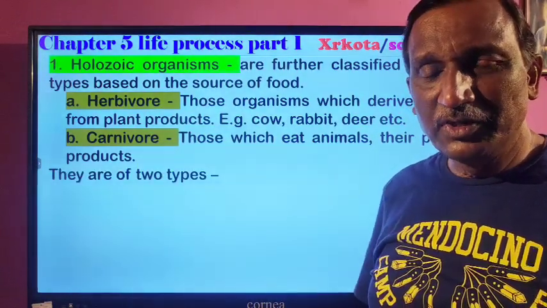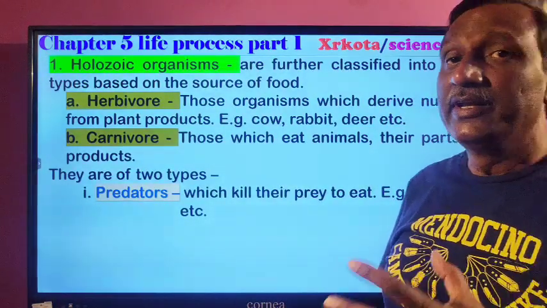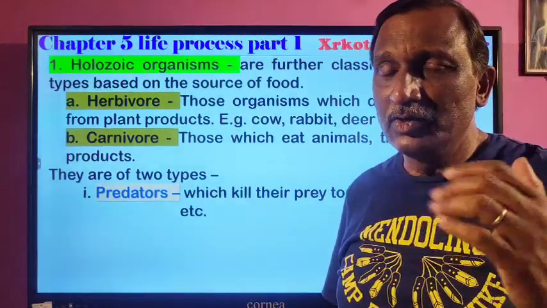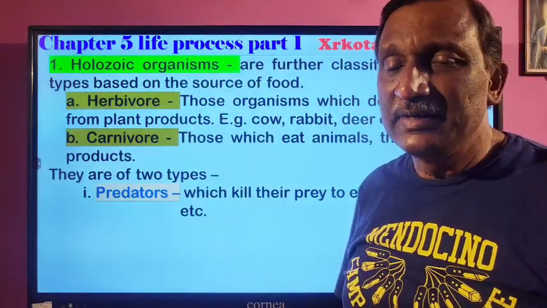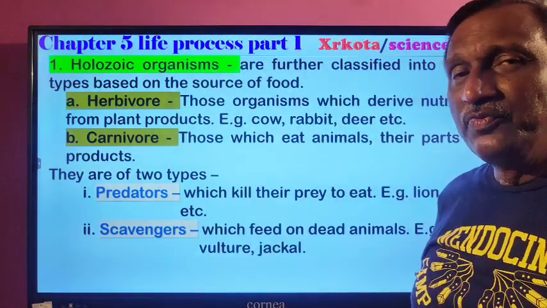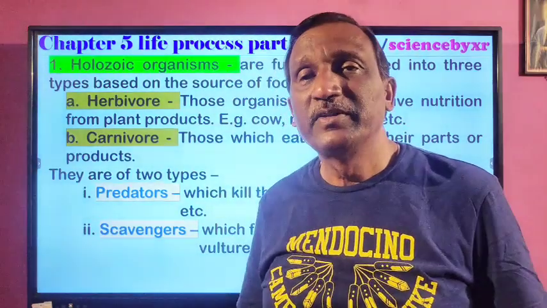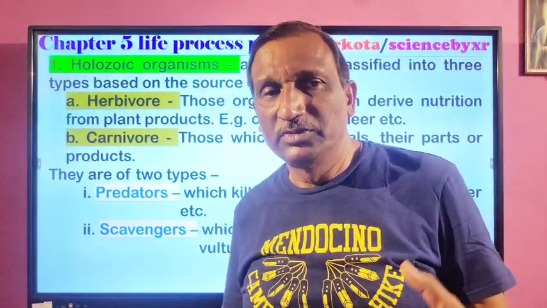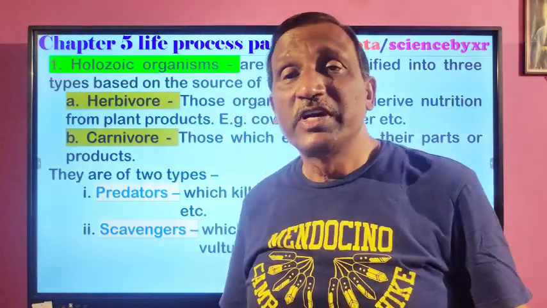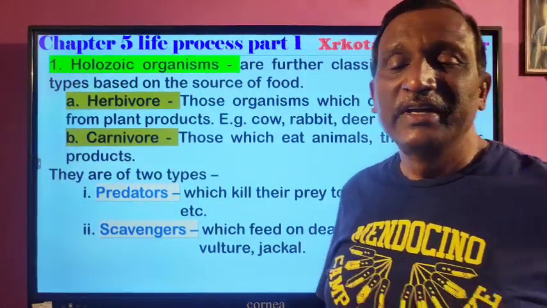Carnivores are further of two types. First is predator, those which kill their prey and eat. They are not eating dead animals, but killing their own prey and then eating. Examples: lion, tiger, etc. On the other hand, scavengers are those which eat organisms that are already dead. They may be dead because of sickness or old age, or they are killed by some other organisms. So they are called scavengers. Examples: wolf, vulture, jackal, etc.